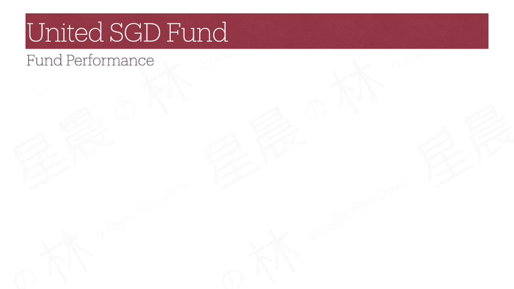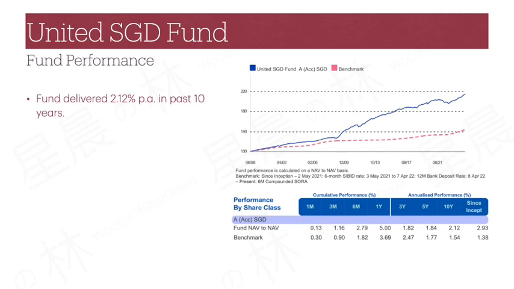The most successful thing UOBAM has done for the United Sing Dollar Fund is the showcasing of the fund's performance. The fact sheet shows the usual cumulative line chart plus the annualized performance data, which all look quite decent. The fund delivered 2.12% per annum in the past 10 years, compared to 1.54% for the benchmark. Only the 3-year period was lagging, mainly due to the bond market correction in 2022.